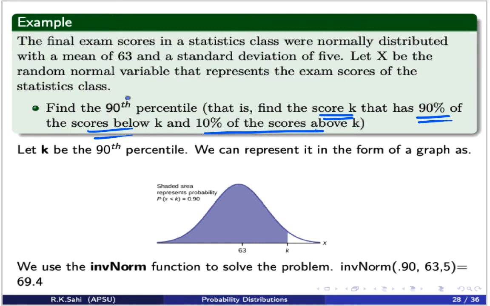Okay, so when you see the question is find the 90th percentile, in other words, you're given the probability and you're asked to find the value on this little x, the horizontal line that corresponds to that 90% of observations below it. Now to do this problem, guys, you have to use the statistical function invNorm. So we're going to do that. So let's go ahead, get our calculators. Pick up your calculators, guys.